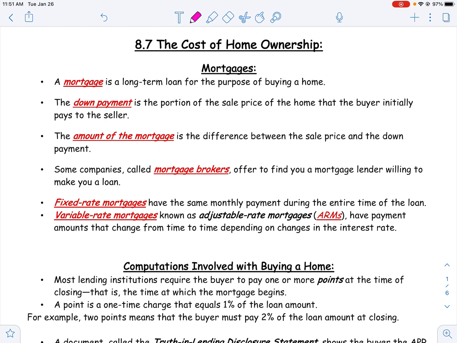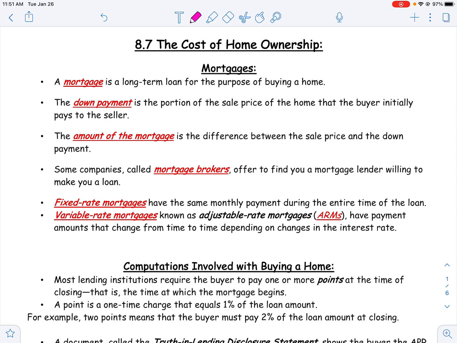The amount of your mortgage is the difference between the sales price and the down payment. So let's say you put down a $30,000 down payment. Well, that's taken off the price of the house, and then your mortgage is the difference. And so your payment will be based on the leftover amount. Some companies called mortgage brokers offer to find you a mortgage lender willing to make you a loan.